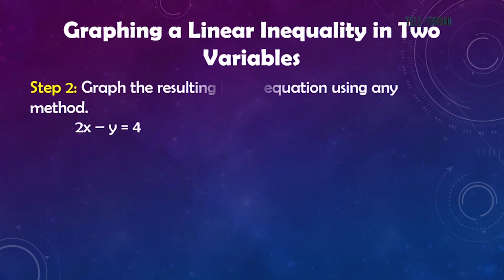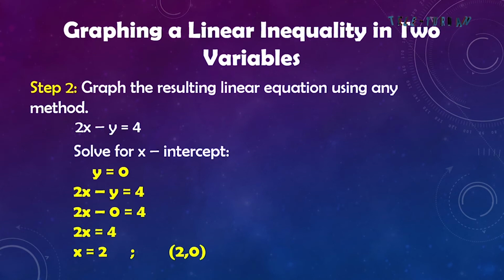Step 2. Graph the resulting linear equation using any method. There are several ways to graph a line. We can use the intercept method, table of values, or use the slope-intercept method. You can use the method which is easiest for you. 2x minus y is equal to 4. Let us use the intercept method.